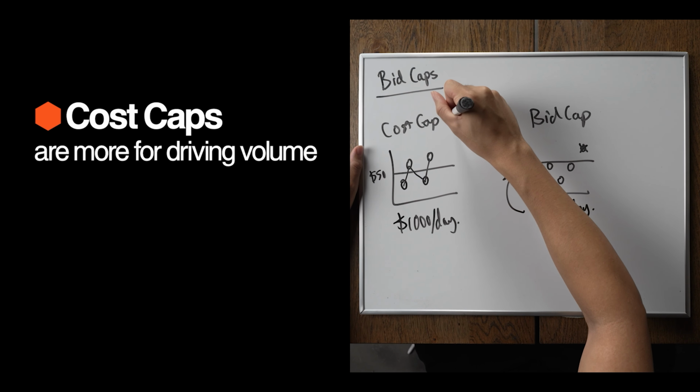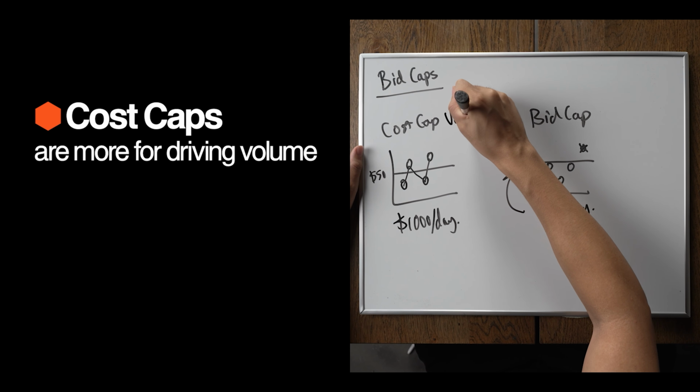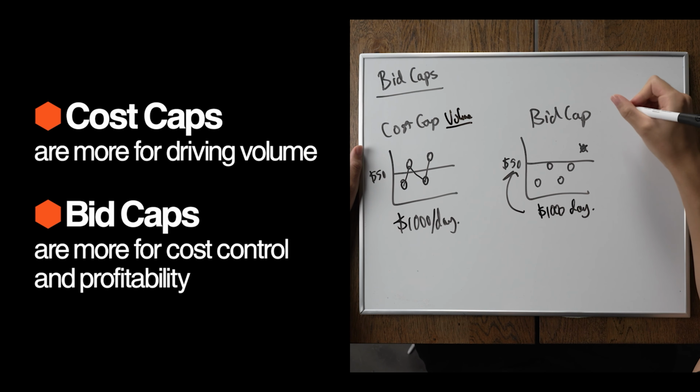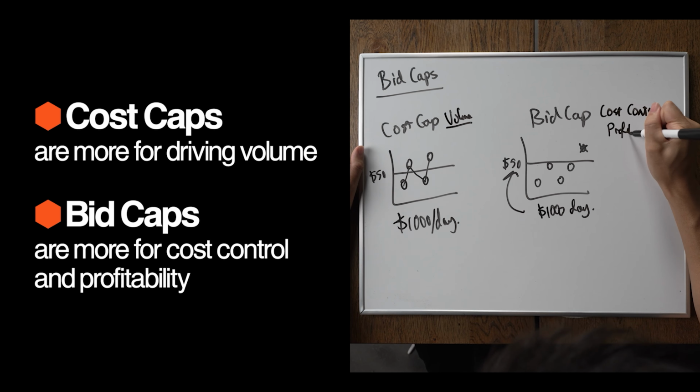Now, why would you use one over the other? Cost caps are more for driving volume, whereas bid caps are more for cost control and profitability. And this is the main difference between these two campaign types. For your brand, you should actually test the difference between cost caps and bid caps based on what you actually want to optimize for. If you're running out of inventory and you're scaling too fast, using bid caps can be a great way to rein in that spend while maximizing your absolute profit while not completely kneecapping your acquisition.